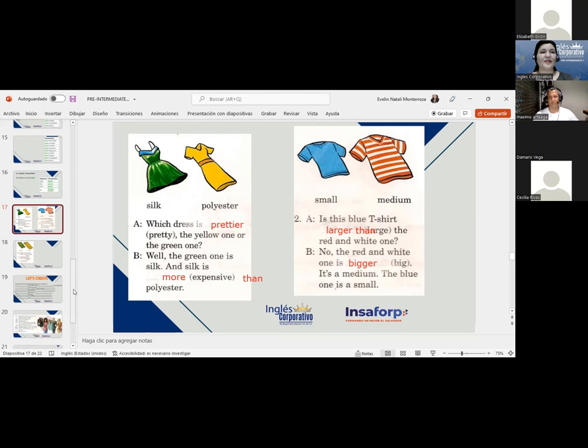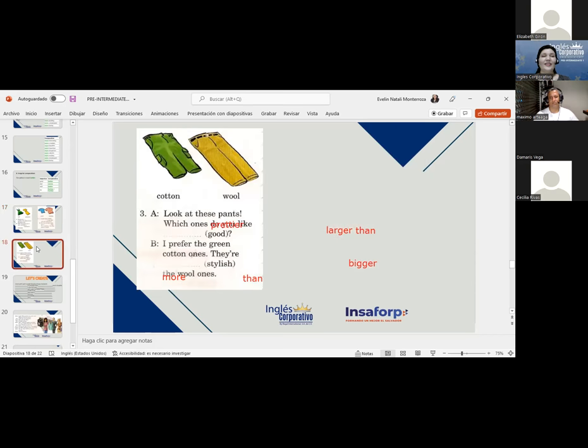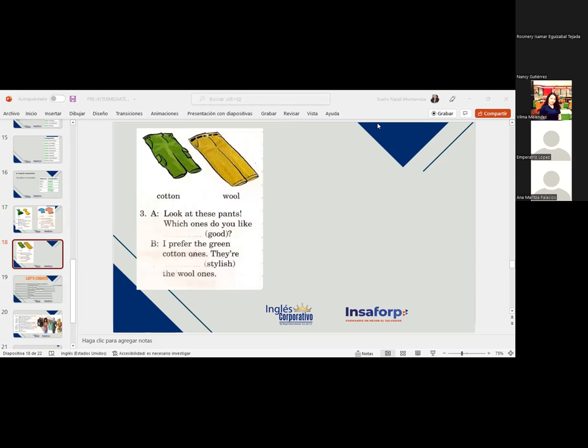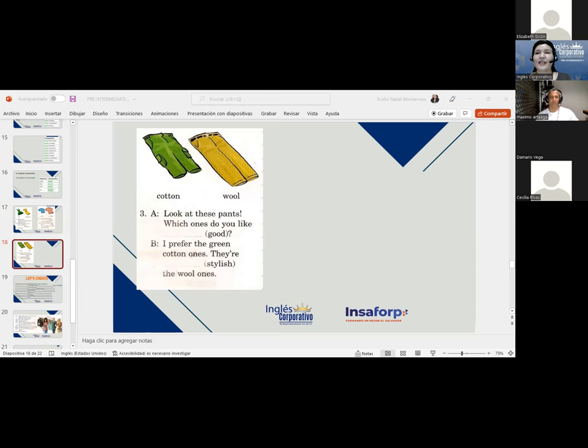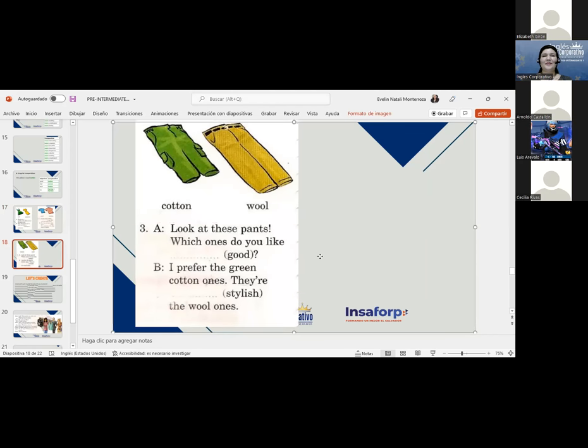Is this blue t-shirt larger than the red and white one? No, the red and white one is bigger. It's a medium. The blue one is a small. Very good job. Now let's see. Mr. Luis and Iris, conversation three. Okay. Look at these pants. Which ones do you like?